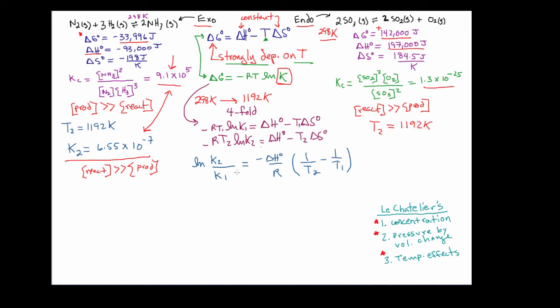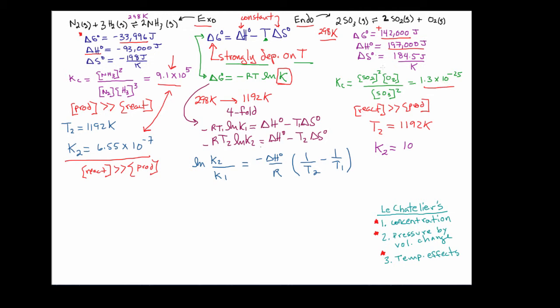Alright, and we use the same relationship here. We solve for the new equilibrium constant, and what we get here is a new value where our K2 is going to be equal to approximately 10. All right, now check this out. At 298, we started with an equilibrium constant which is 1.3 times 10 to the minus 25th. This is really a teeny equilibrium constant.